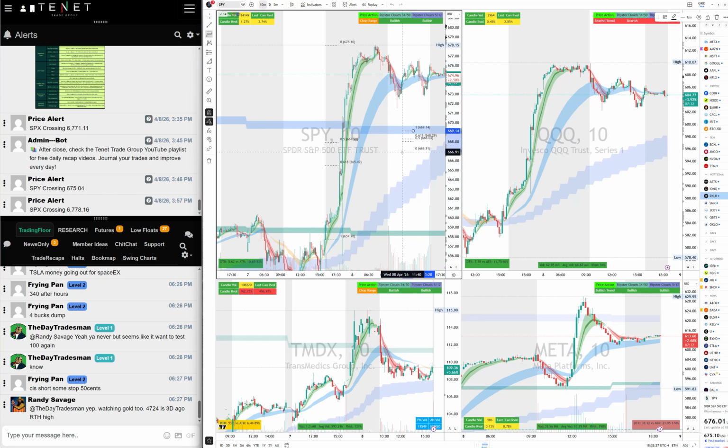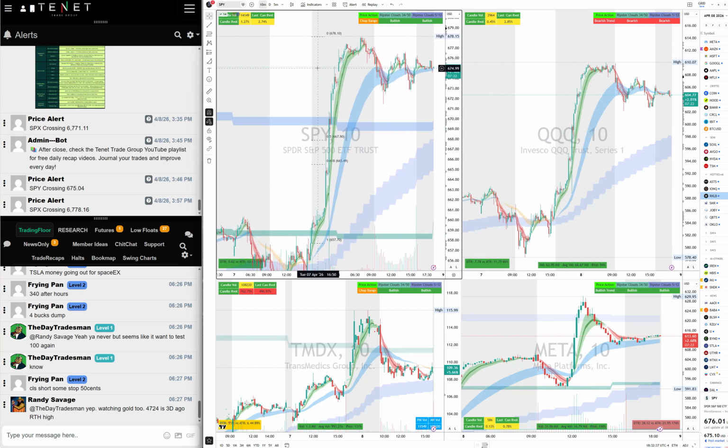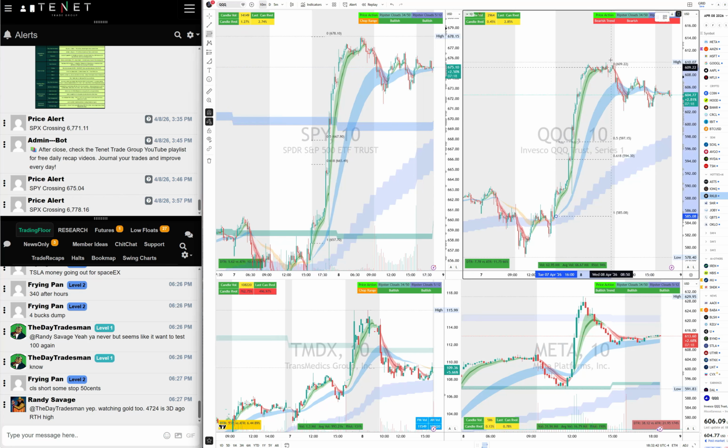So SPY this morning was gapping up all the way from 658 to 678, almost I think a 3% gap, and 20 points on SPY, which is a huge gap. We have not seen a bigger gap in a long time. So our plan was simple.